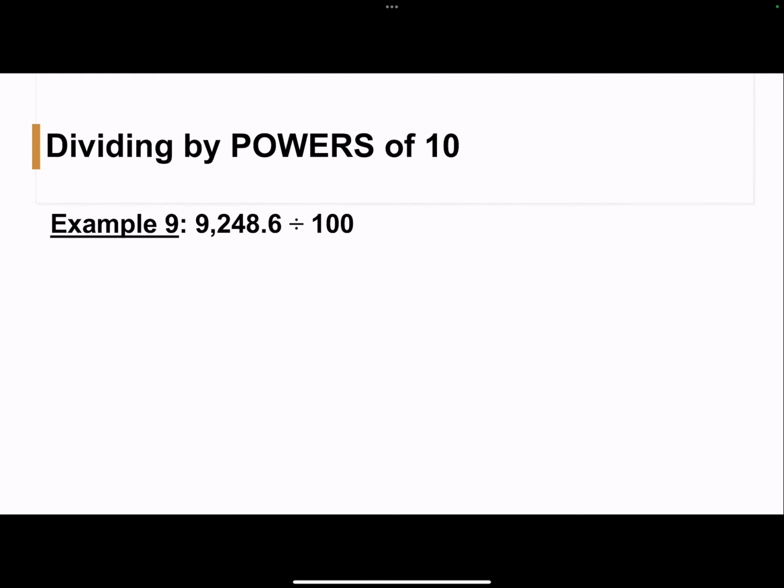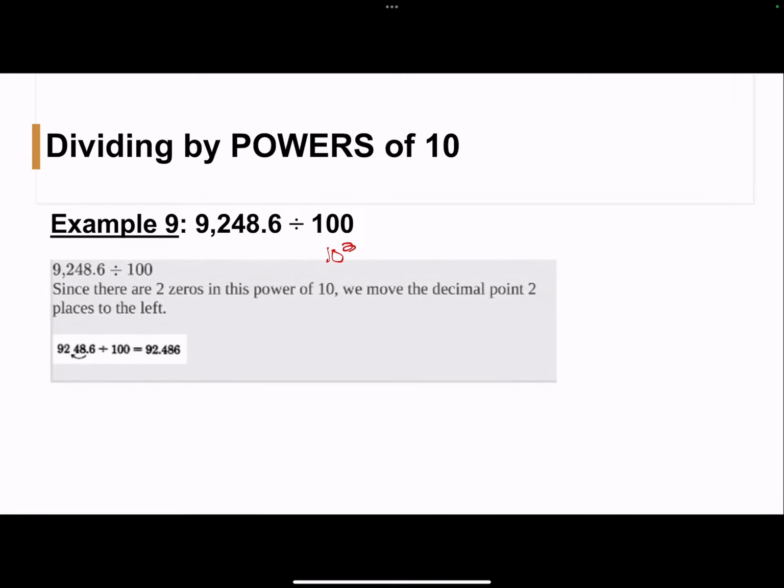So in this simple example, 9,248.6 is divided by 100. 100 is 10 to the second, and so that is positive 2. So we've got 2 zeros in the power of 10. We're going to move it 2 places to the left. So if I move it 2 places to the left, I get 92.486. Positive exponents, we move to the left.